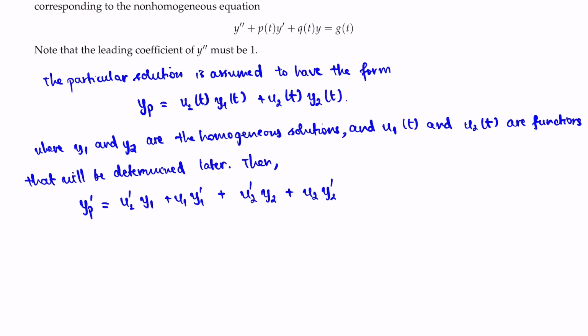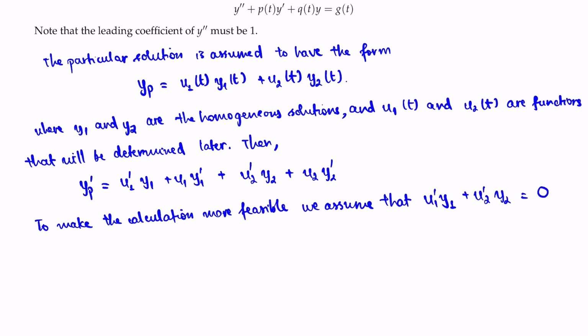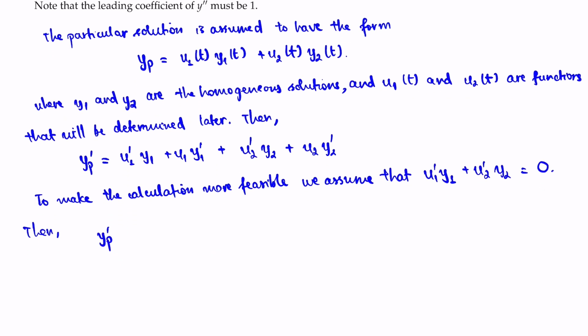So to make the calculations more feasible, we assume that u1 prime times y1 plus u2 prime times y2 is equal to 0. Then you have that y sub p prime is equal to u1 times y1 prime plus u2 times y2 prime.